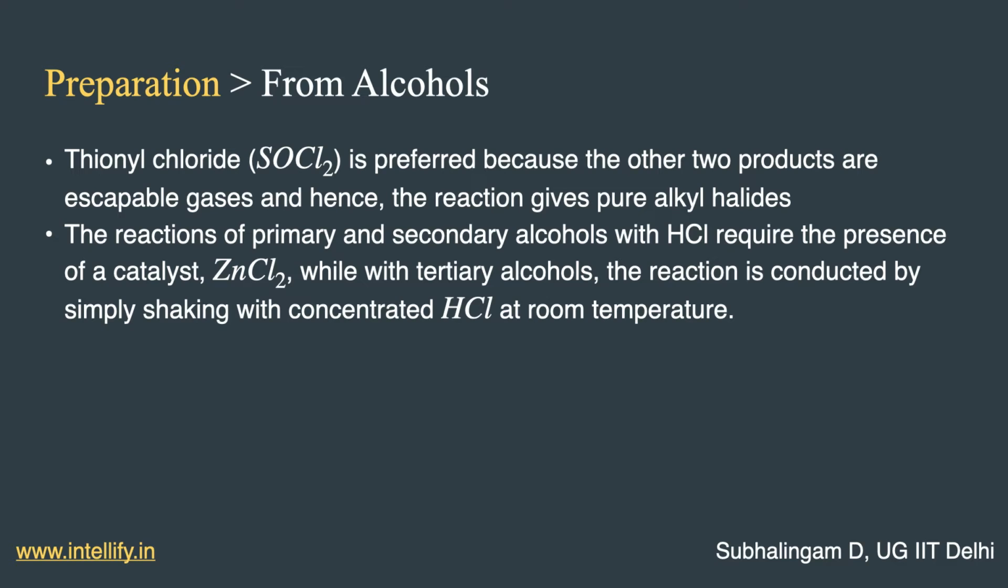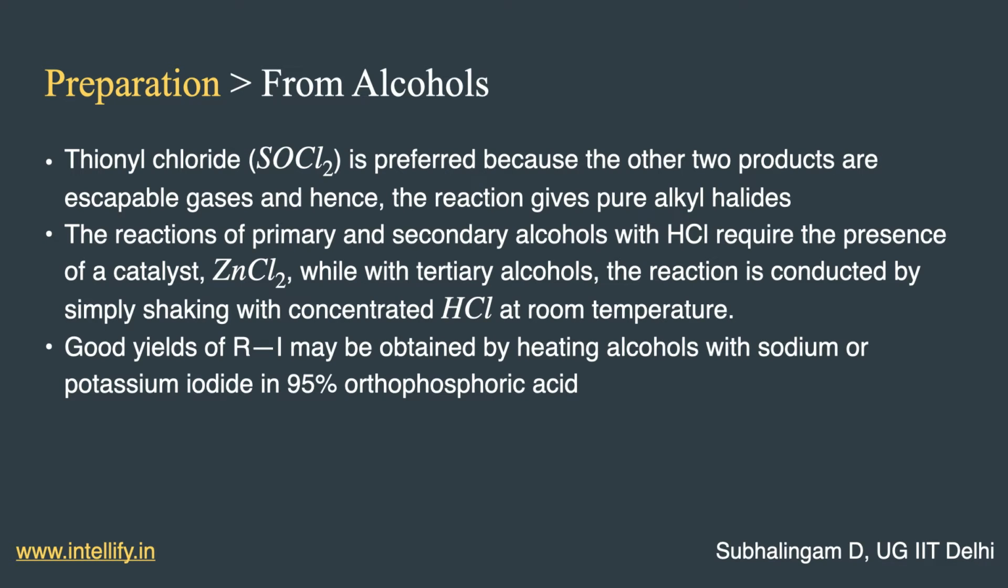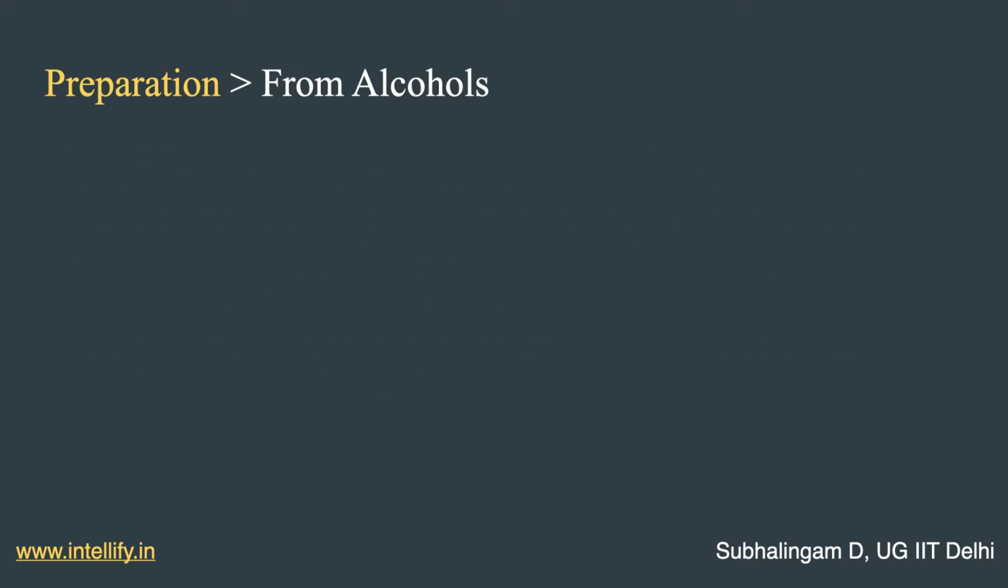The reactions of primary and secondary alcohols with HCl require the presence of a catalyst called ZnCl2, while the tertiary alcohols, which we didn't see, do not require ZnCl2 and will undergo a similar reaction with concentrated HCl alone at room temperature. Good yields of RI may be obtained by heating alcohols with sodium or potassium iodide in 95% orthophosphoric acid. So those were some facts.